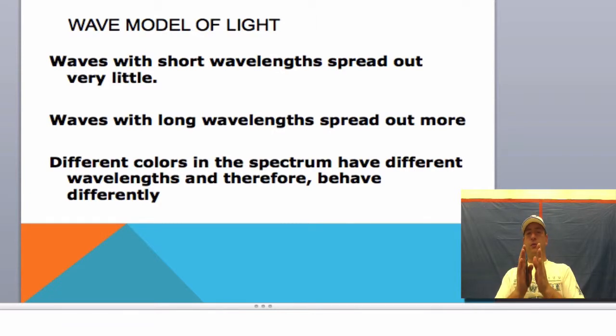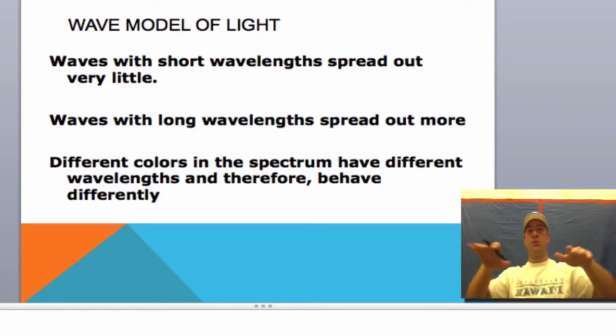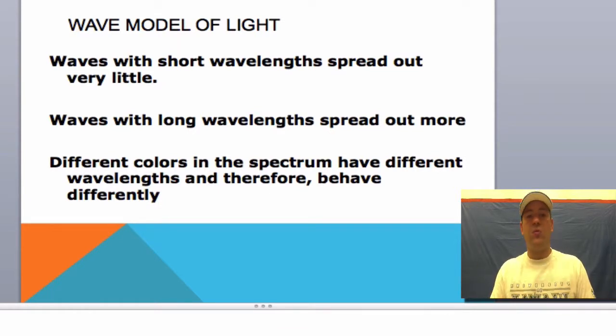So if I have short wavelengths, then the waves will spread out very little. If I have long wavelengths, then it's going to spread a lot more. Now there are different colors in the spectrum, and we'll be talking about this spectrum as well, but they all have different wavelengths. And so because of that, they're going to behave differently due to those wavelengths. Now if certain lights spread out more or less based on their wavelength size, then there's going to be varying reactions and such. So anyways, guys, that is the wave model of light.